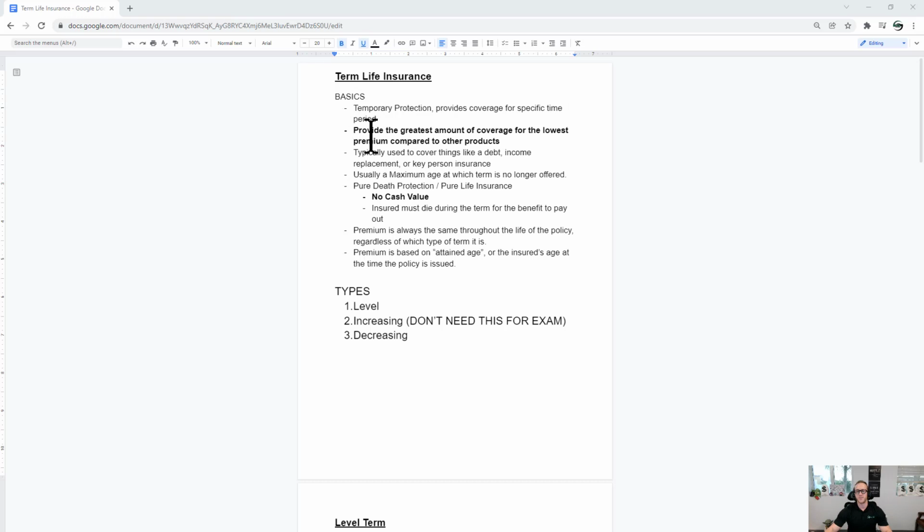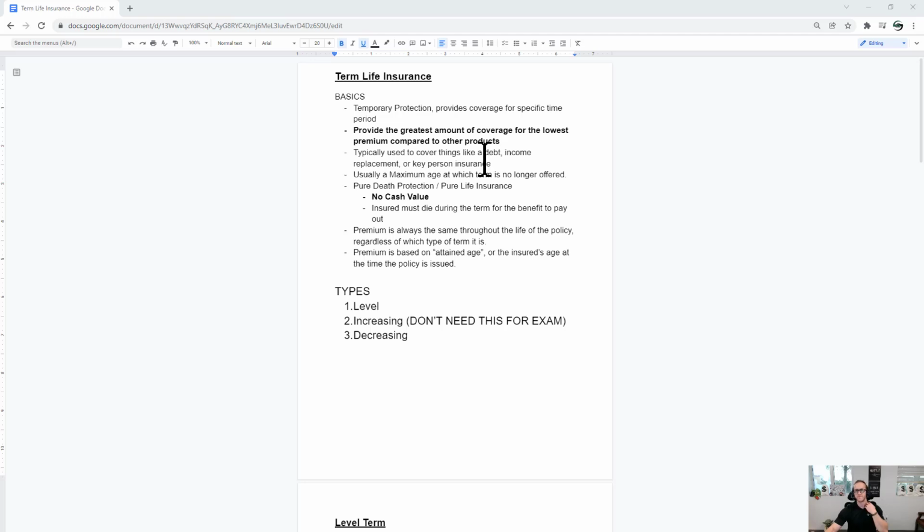So it's temporary protection. It provides the greatest amount of coverage for the lowest premium compared to other life insurance products. So it gives you the most bang for your buck when it comes to death benefit. Okay. It's typically used to cover things like a debt or income replacement or key person insurance.